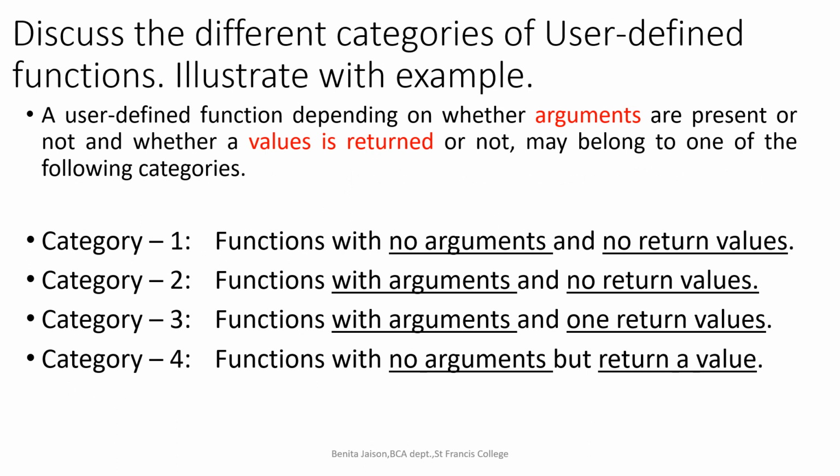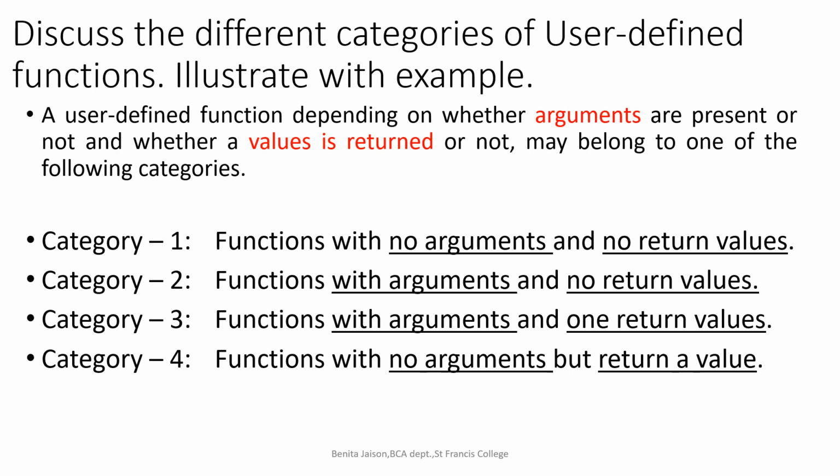Discuss the different categories of user-defined functions and illustrate with an example. User-defined functions, as we all know, are the functions which are defined by the programmer. The functions which are there in the C library are the built-in functions, while those defined by the programmer are known as user-defined functions.